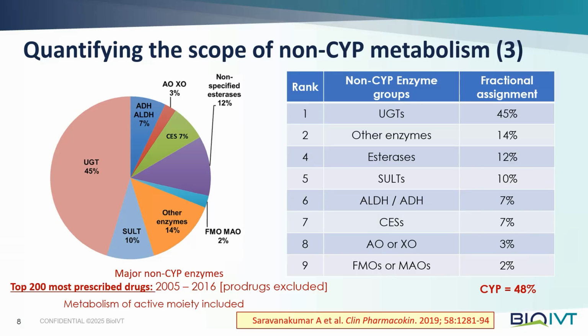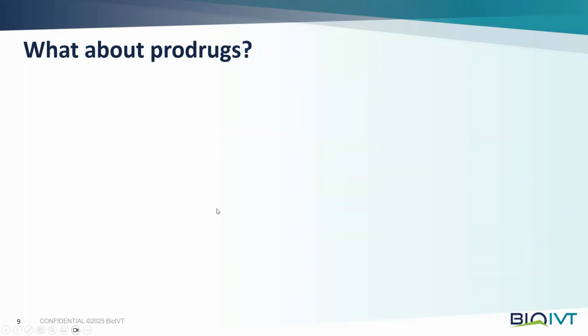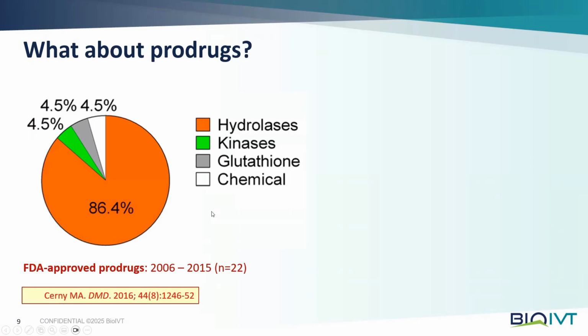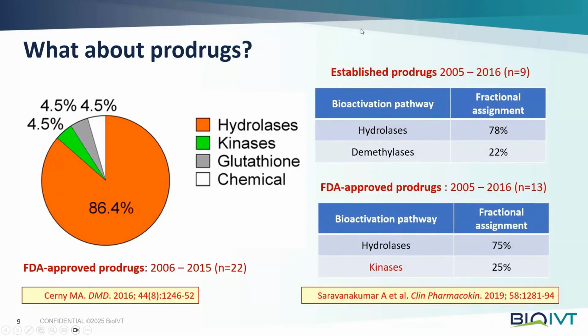So between the two papers, they looked at prodrugs, and if you look at the FDA approved prodrugs between 2016, and I'll go to that one here, you can see that of the prodrugs, about 86% were catalyzed by hydrolases. The rest of them made up by kinases, glutathione S transferases, and then some of them were just simply chemical reactions. So established prodrugs, we have hydrolases 78%.